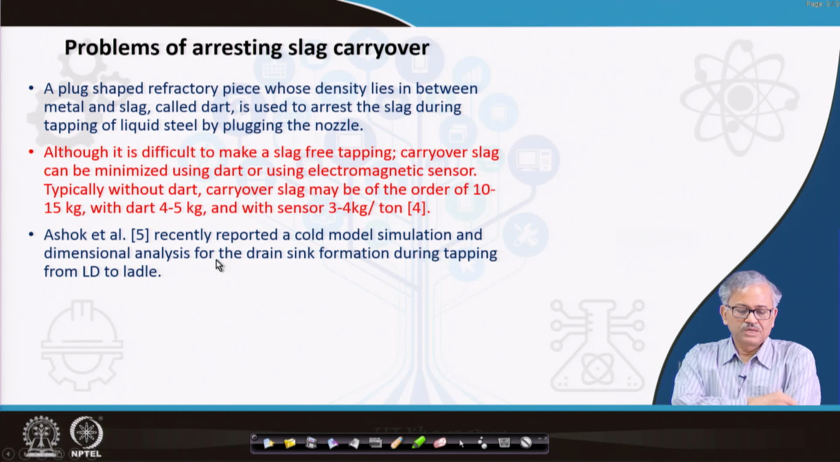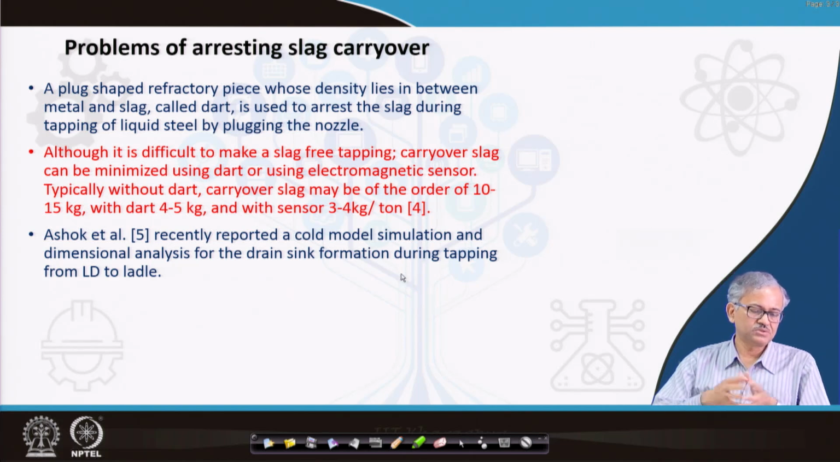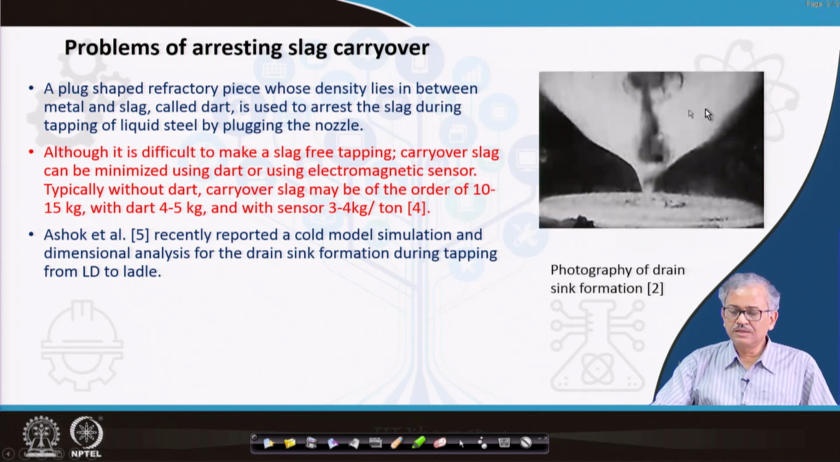Ashok et al. recently reported a cold model simulation and dimensional analysis of the drain sink formation during the tapping process. He has a PhD thesis also, and his publications I have noted here. Based on a cold model simulation, this is the photograph of the drain sink formation from a video camera placed just in the liquid. From there you can see the drain sink formation. This white portion is where the metal and the slag will come through, and the center portion is the bubble, that is the vortex. Okay.